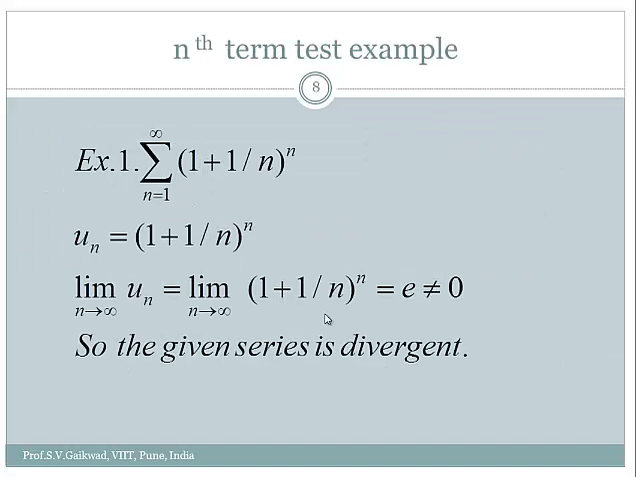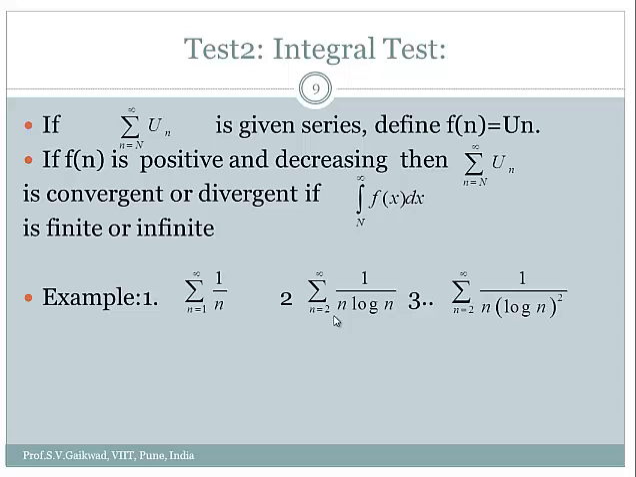These are examples here. This first example, (1 plus 1 by n) raised to n. If you take the limit as n tends to infinity, you get e, a standard formula, which is not equal to 0. So this series is divergent. Limit of un is not equal to 0, so the given series is divergent. I repeat again, if the limit is 0, you cannot decide the convergence of the series by this test.